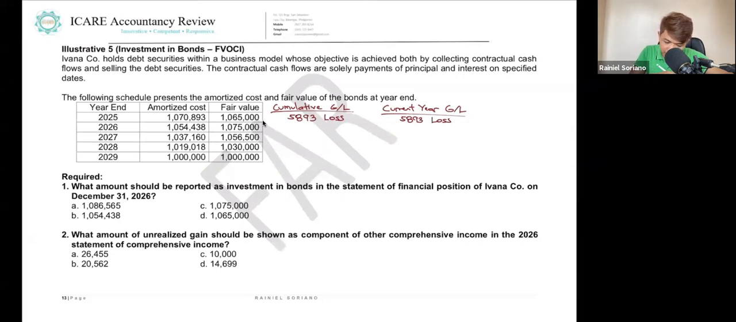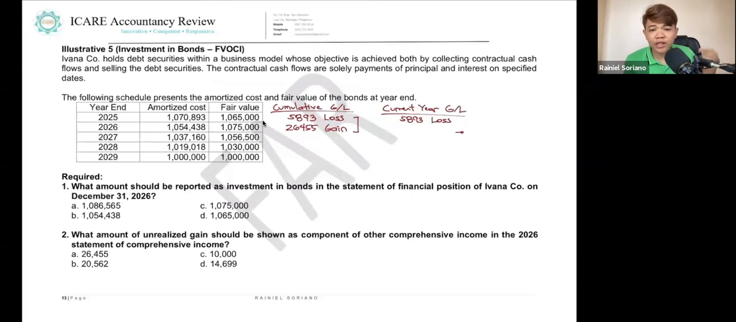1,054,438 minus 1,075, tumaas ang fair value. Pag tumaas ang fair value, gain na to. So we have 26,455 cumulative gain. Ngayon, ganito. Marami ang nagkakamali dito sa computation ng current year gain or loss. Sige nga, from these cumulative gains or losses, paki-compute nga magkano yung current year na i-recognize natin. Chat section please.